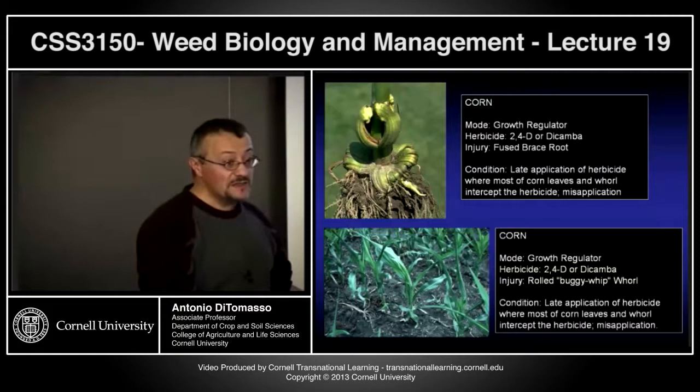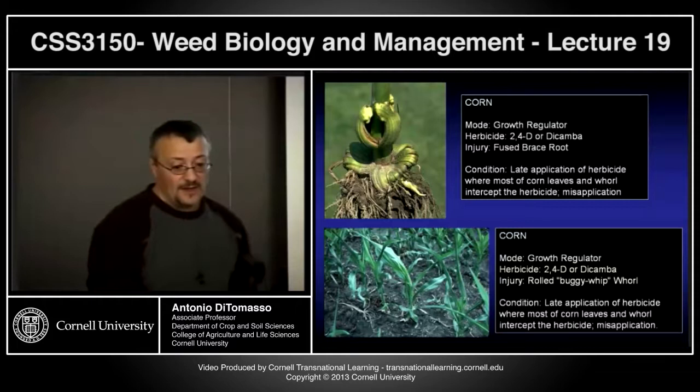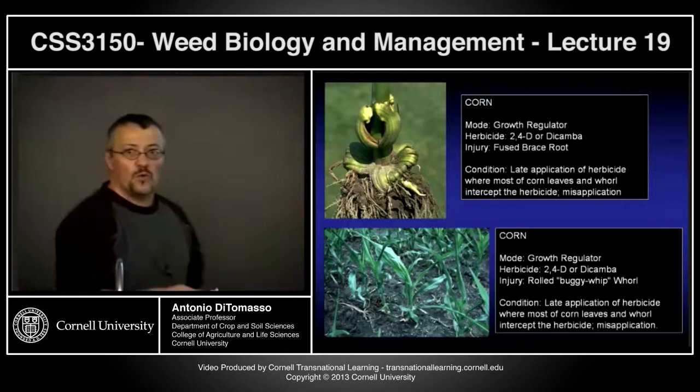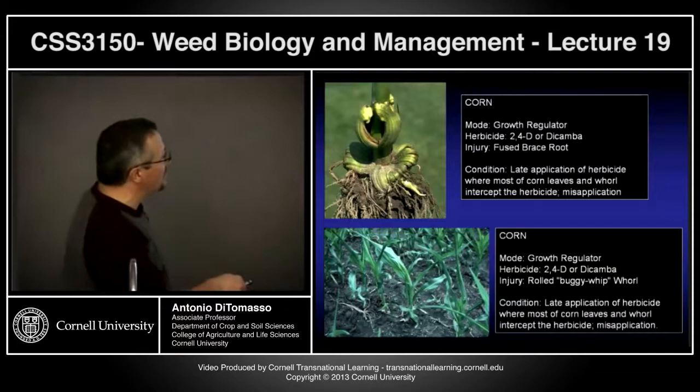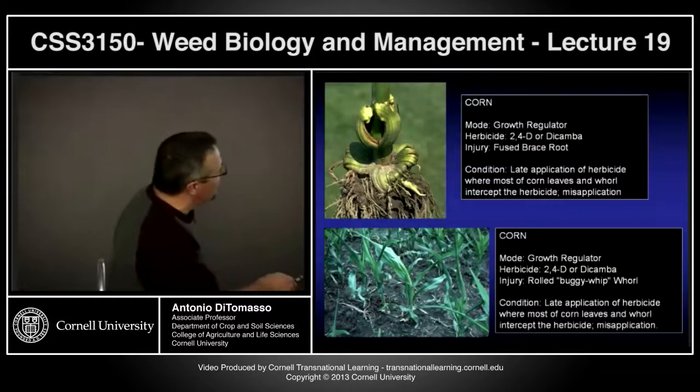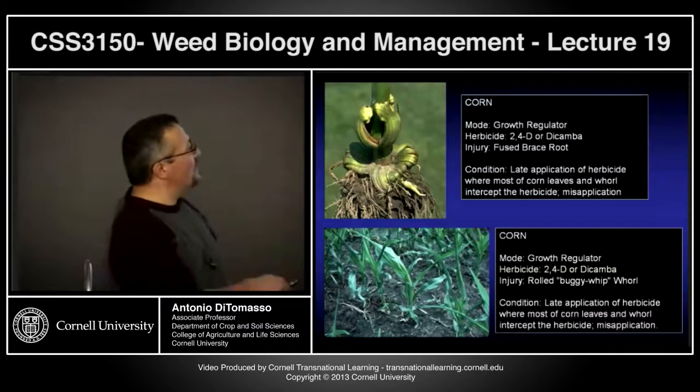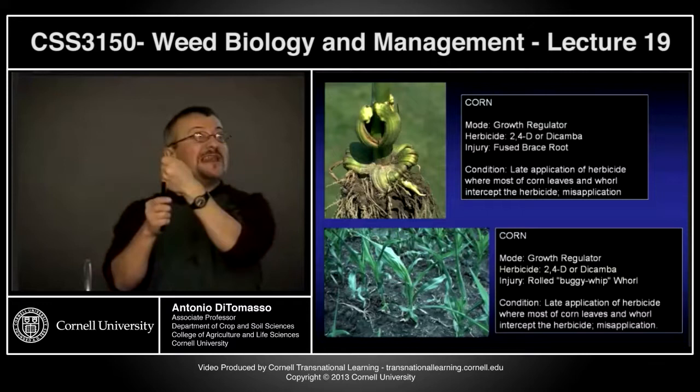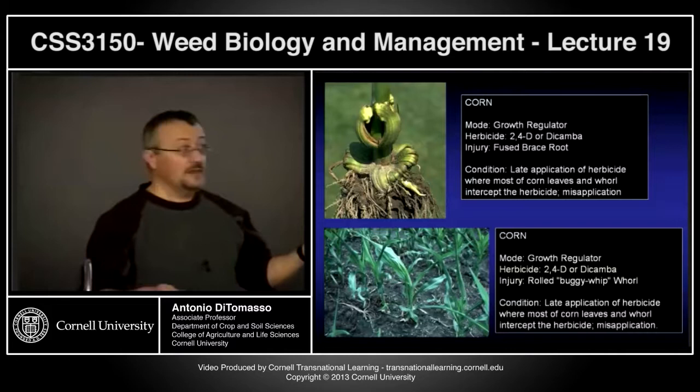Okay? It's hard to see. I wanted to show you something called the rolled or the buggy whip whorl on corn. When you apply this, again, late application or misapplication, the corn does not unfurl properly, and we call that buggy whip. It's kind of twisted and curled, and I wish this was a little clearer. Maybe I'll try to show you if we have any examples in lab. But if ever you hear this rolled, basically the whorl or the leaves in the corn remain, they don't unfurl properly. You'll notice. You'll look and say, what is going on? What happened to my corn? Okay? That's, again, late applications.